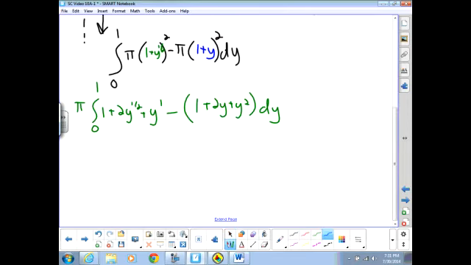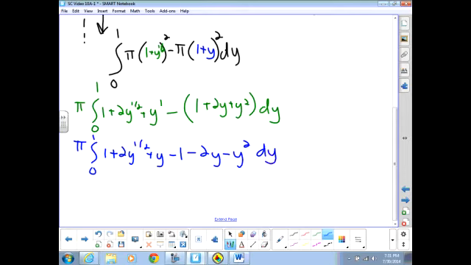So we'll distribute our negative, and we'll have pi, 0 to 1, 1 plus 2y to the 1/2 plus y minus 1 minus 2y minus y squared, and then our dy. And we'll combine our like terms. The 1 and the negative 1 add to 0. We'll have a negative y squared. We've got a negative y, because a plus y and a negative 2y is just a negative y. And then we'll have plus 2y to the 1/2 dy.